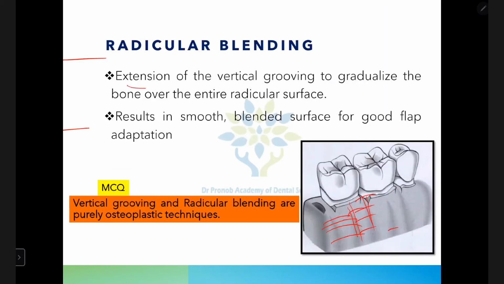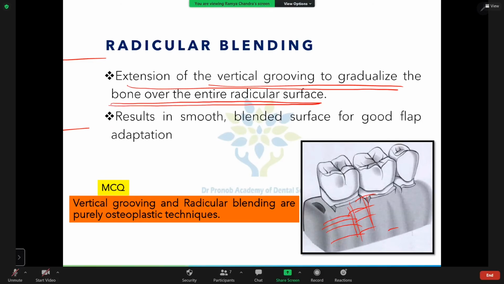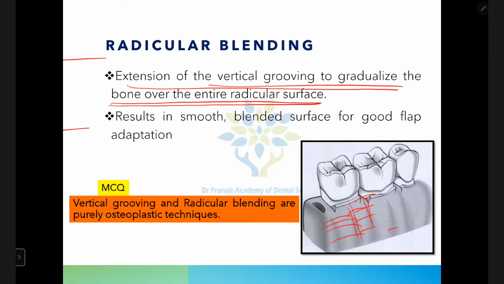It is the extension of the vertical grooving to gradualize the bone over the entire radicular surface. Now we are extending this vertical grooving and shaping the bone, gradualizing it over the radicular surface and the interproximal surface. After radicular blending, what can we see? We can see a smooth blended surface for good flap adaptation. We are nicely blending it so that the flap adaptation is good.